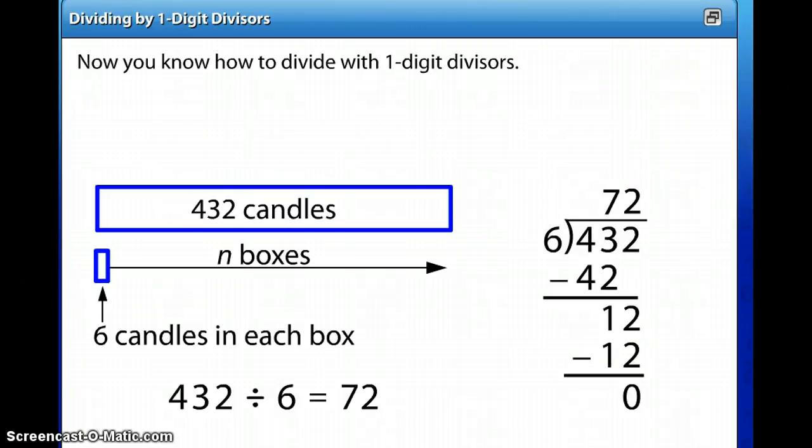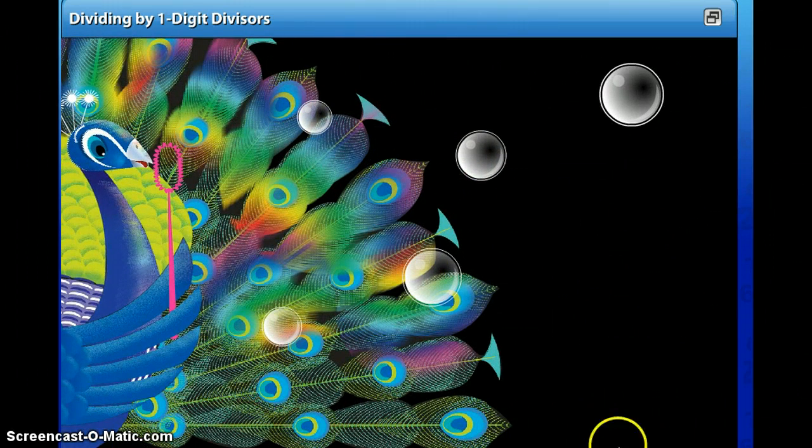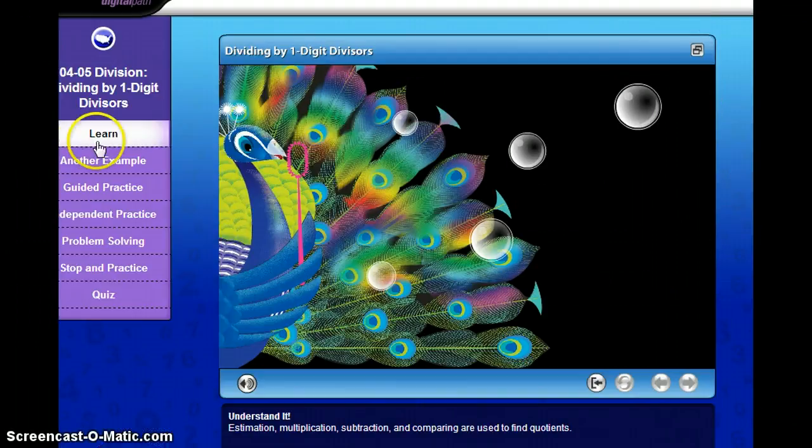Now you know how to divide with 1-digit divisors. Mrs. Haas, I'd just like to add, you hinted at this whenever you talked about lining up numbers. Neatness in your work and lining up numbers is huge in long division, guys. Having something off can cause major mistakes. So neatness is going to be very important with this process.